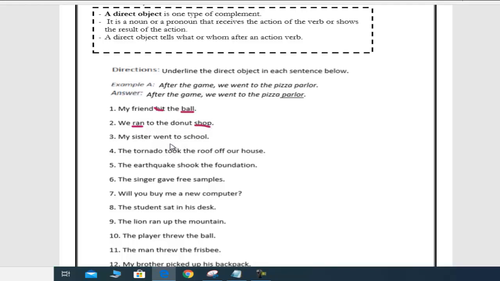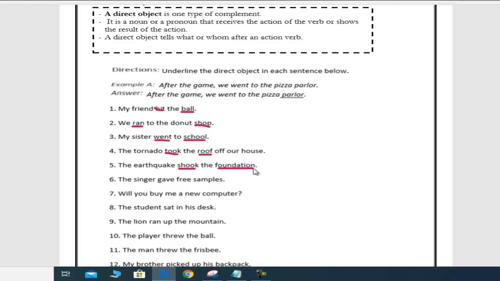My sister went to school. Went is the verb. What did she go to? School. So school is the direct object. The tornado took the roof of our house. Took is the verb. What did the tornado take? Roof is the direct object. The earthquake shook the foundation. Shook is the verb. What did the earthquake shake? Foundation is the direct object.